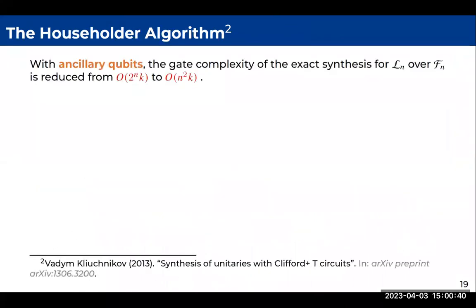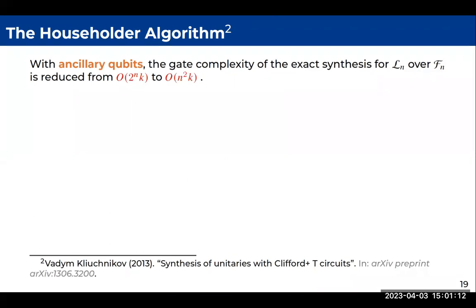Okay, so let's talk about the Householder algorithm. This is adapted from Kliuchnikov's work in 2013. The idea is we don't just synthesize the unitary that we are interested in, but instead we go to a higher dimensional Hilbert space, and we simulate U using U prime with an ancillary qubit being assigned to the minus state, and then we can write this U prime as a product of reflection operators.